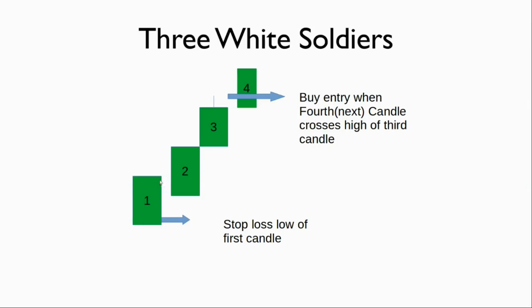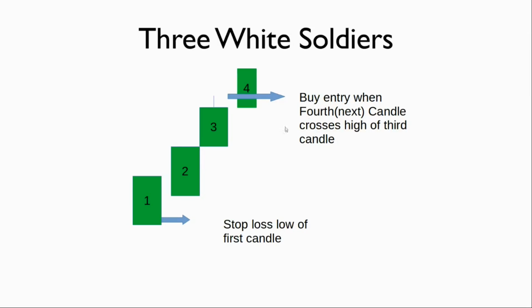And the condition which you can just check is that the second candle close is greater than the first candle close, and similarly the third candle close is greater than the second candle close. So this is a simple setup here, and the stop loss is at the low of the first candle, and the buy entry is when the fourth candle crosses the high of the third candle, so on a safer side.